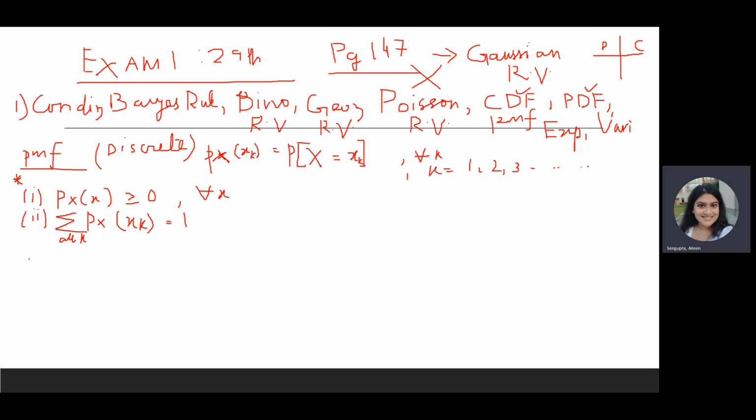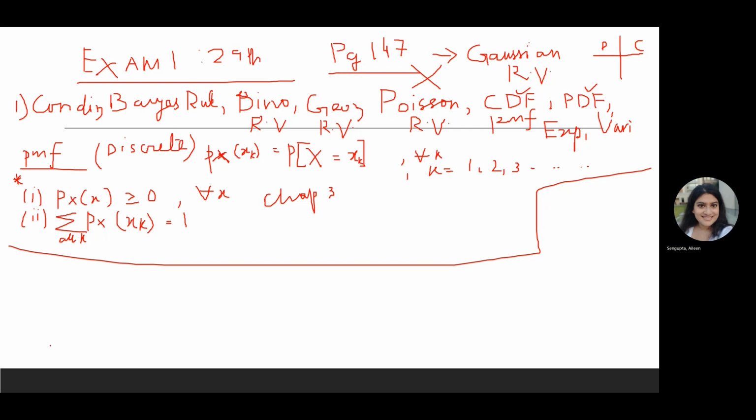I am discussing from chapter 3 material, okay? This is chapter 3. Now, coming down to chapter 4, you have the concept of probability PDF and CDF. So what is PDF and what is CDF? First, let us discuss CDF, okay? So first we are discussing CDF. This is called the cumulative distribution function, and this is kind of for continuous cases.